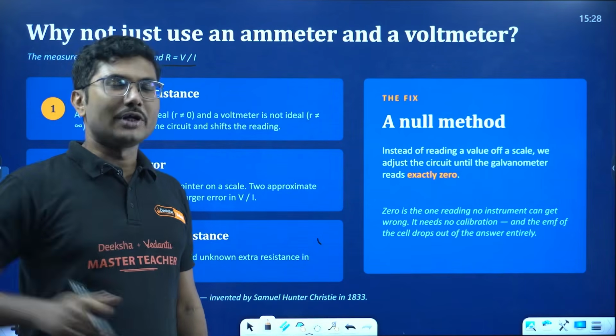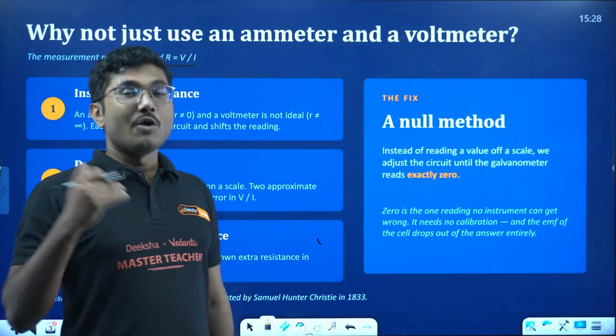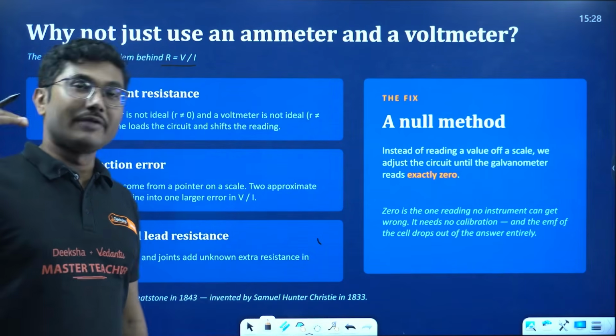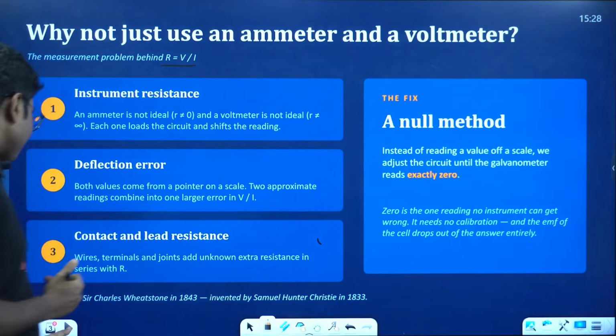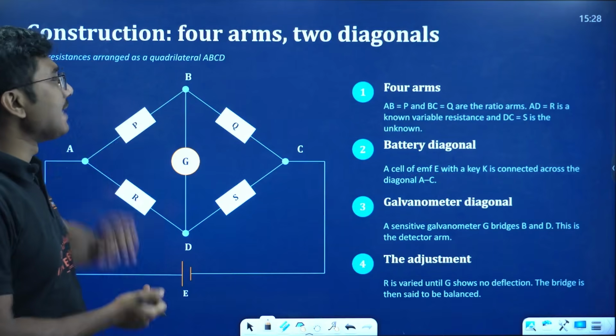That's why the V equals IR method is not compatible when it comes to precision. When you want the value of resistance very accurately, it actually fails. Now, this is the design of the Wheatstone Bridge.